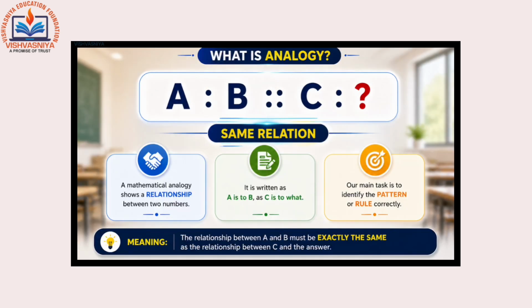Students, first understand what an analogy means. A mathematical analogy is a relationship between two numbers. It is written as A is to B, as C is to what? This means the relationship between A and B must be exactly the same as the relationship between C and the answer. So our main task is to identify the pattern or rule correctly.